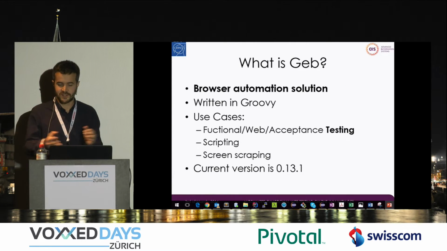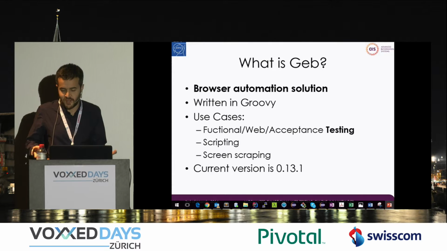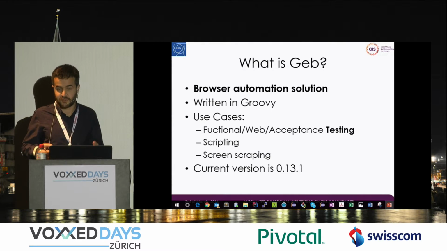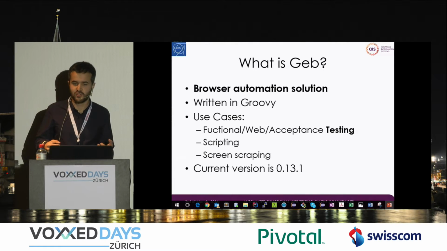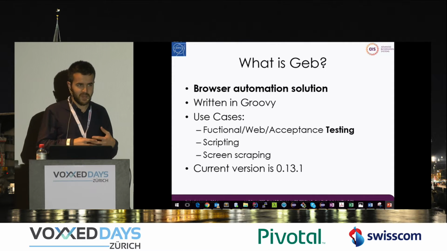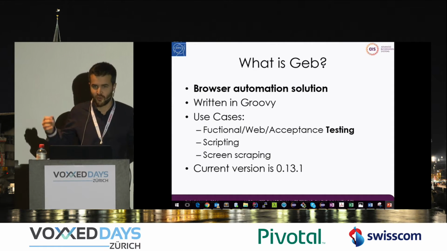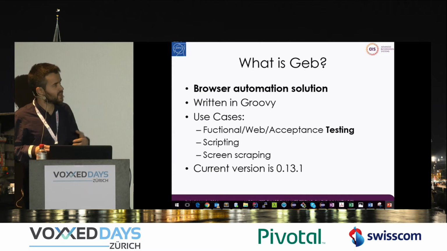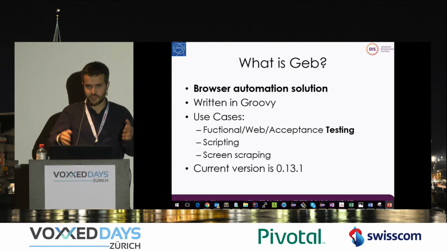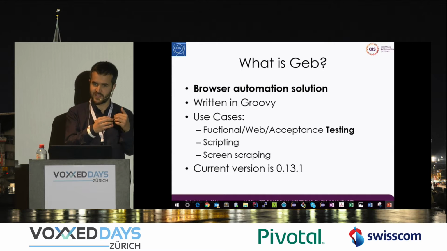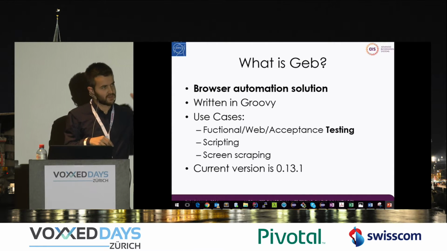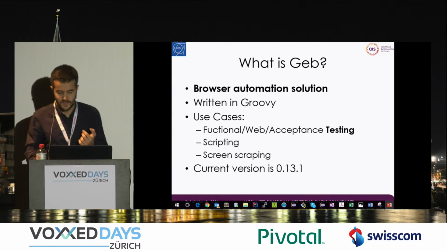So what is JEB, right? JEB is a browser automation solution or framework as you wish, and it's used to programmatically drive your browser. What I mean by drive is that you actually instruct your browser, like Firefox or Chrome or even a headless browser like PhantomJS, and you tell this browser to do things on your behalf. So you programmatically tell it, click on the close button, click on the search button, etc.